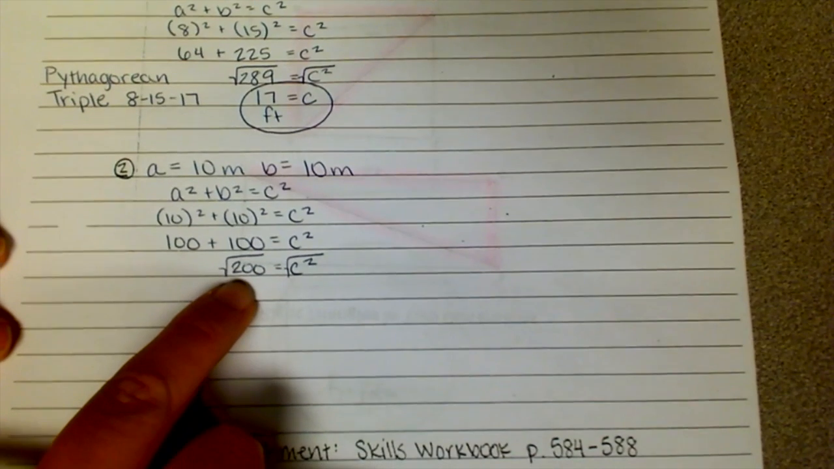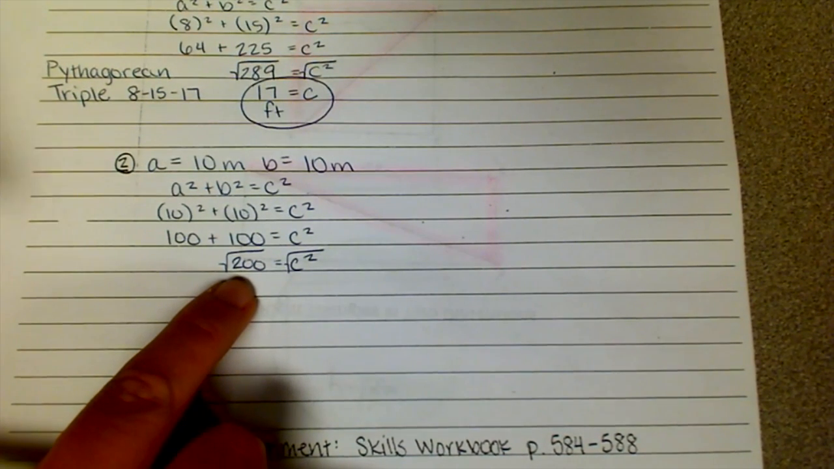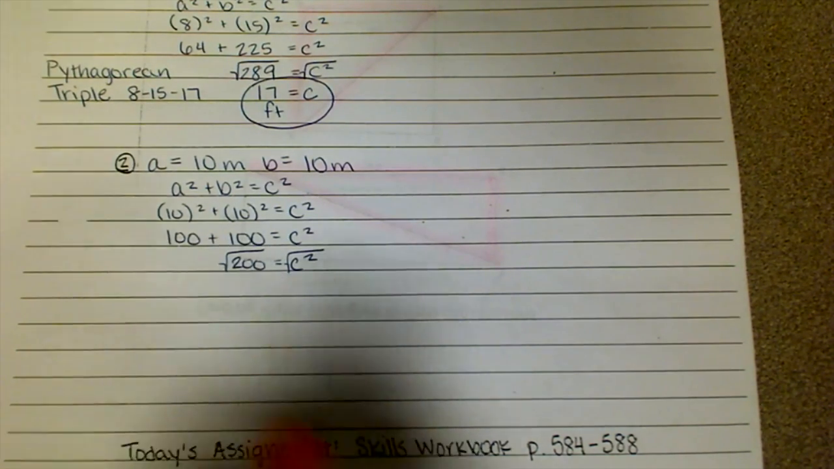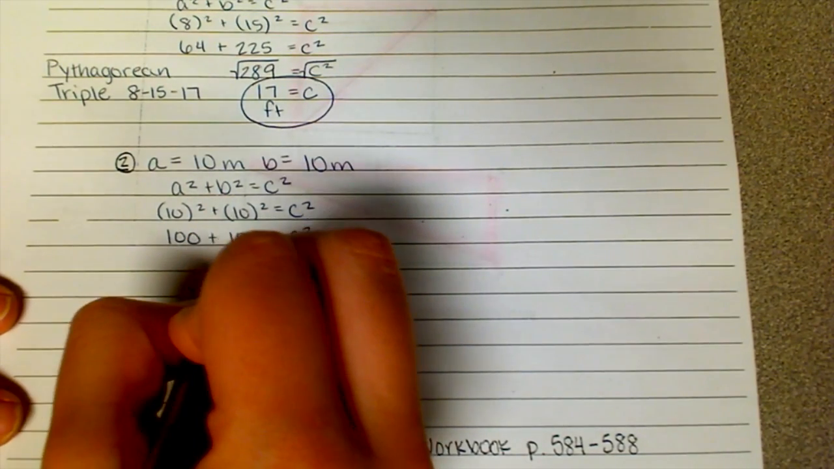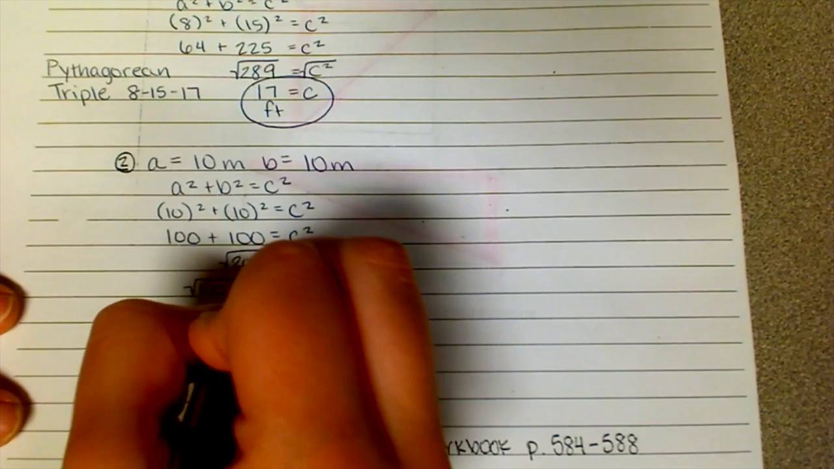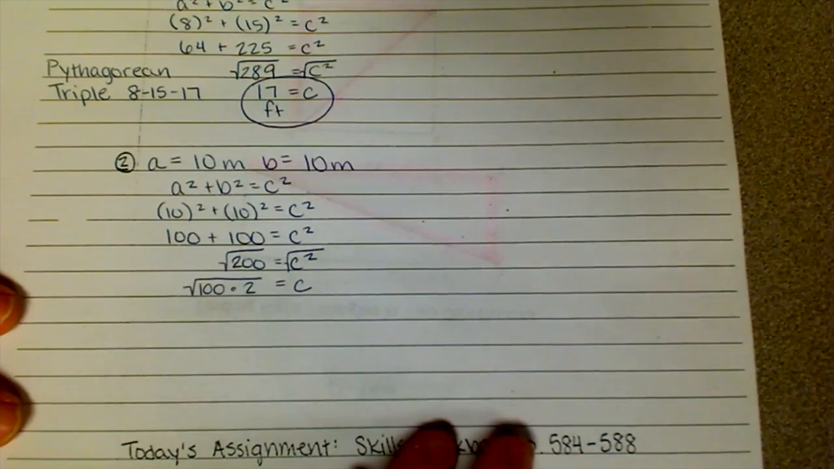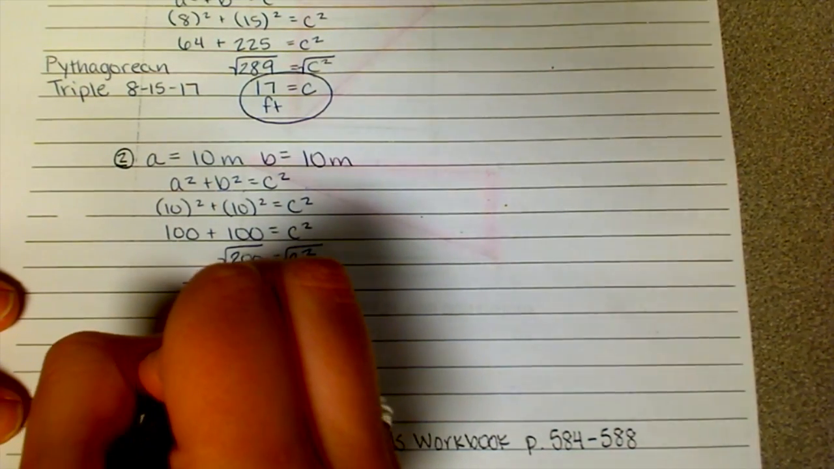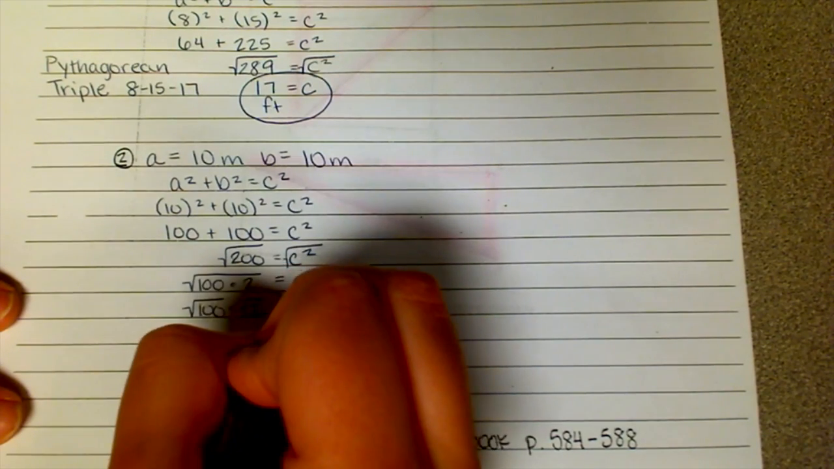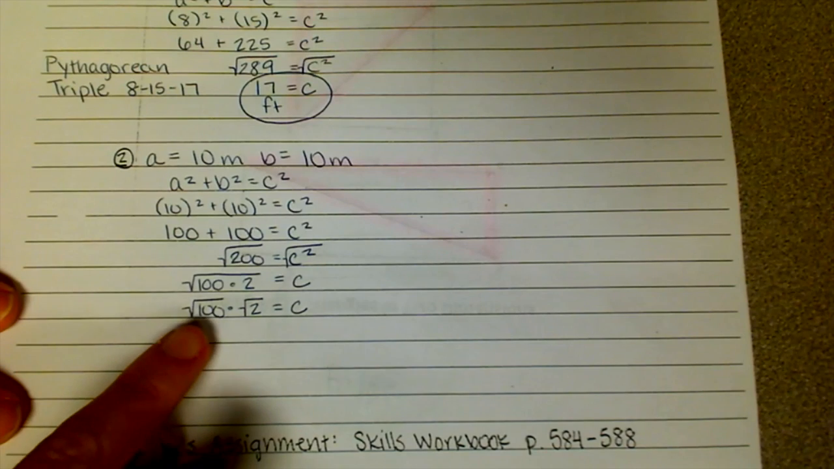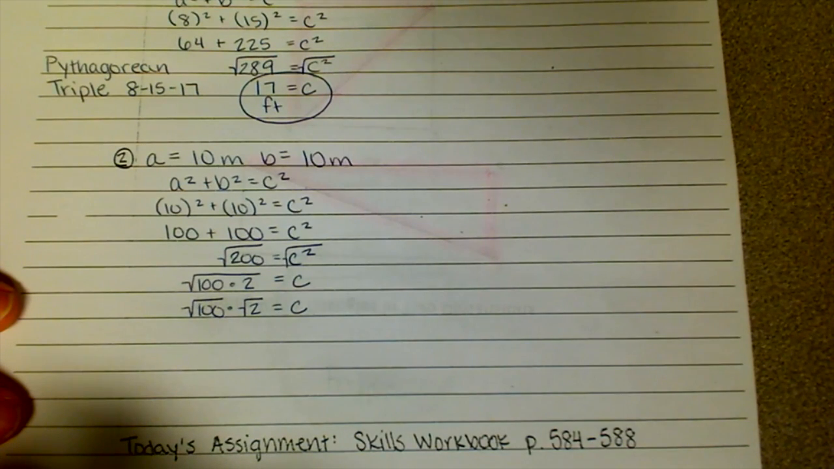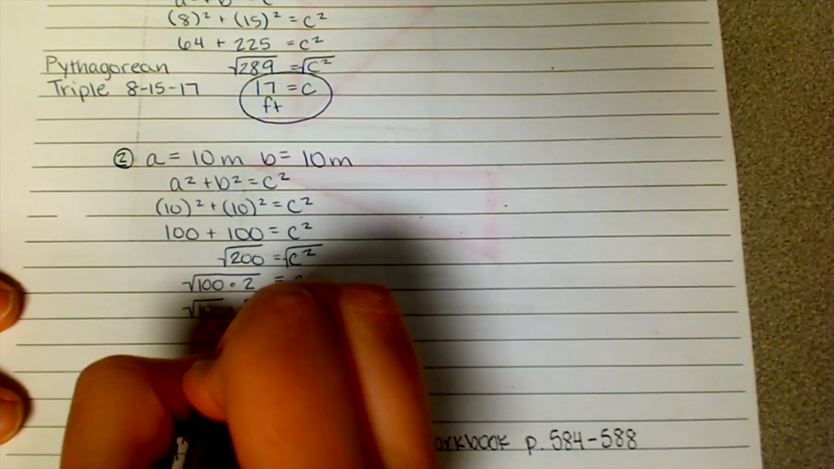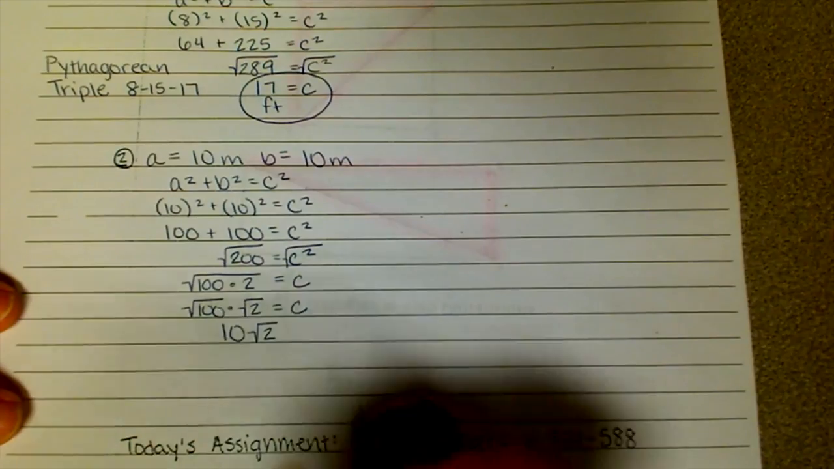The square root of 200 is not a perfect square, but 2 times 100 has a perfect square in it and multiplies together to be 200. So I'm going to rewrite this as the square root of 100 times 2 equals C. And then I'm going to split this up at the multiplication sign. The square root of 100 times the square root of 2 equals C. What's the square root of 100? 10. So 10 times the square root of 2 equals C. And this is meters.